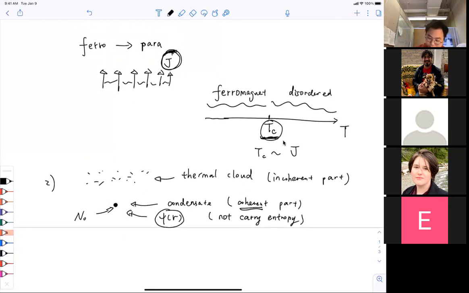In general, for the thermal cloud, it's very complicated, right? In general, for an interacting particle system, you cannot describe so many particles with one wave function. That's impossible. But here, by the way, the magnitude of this is n naught.